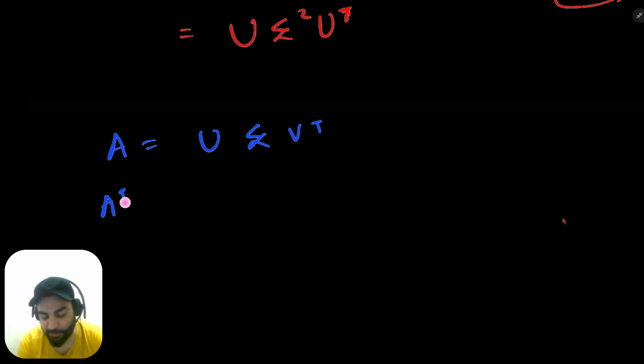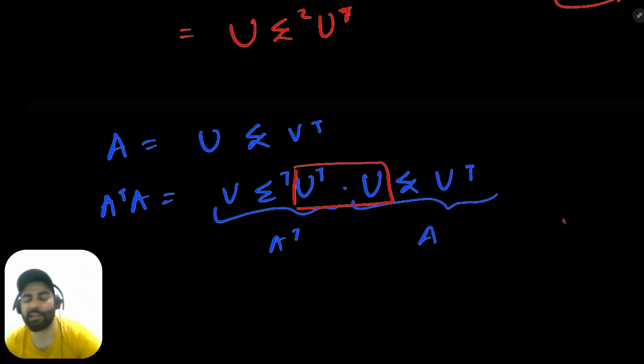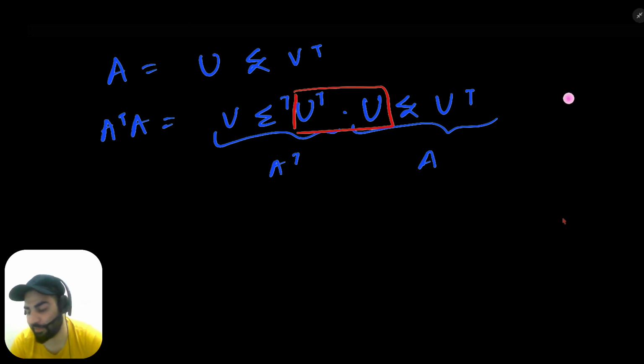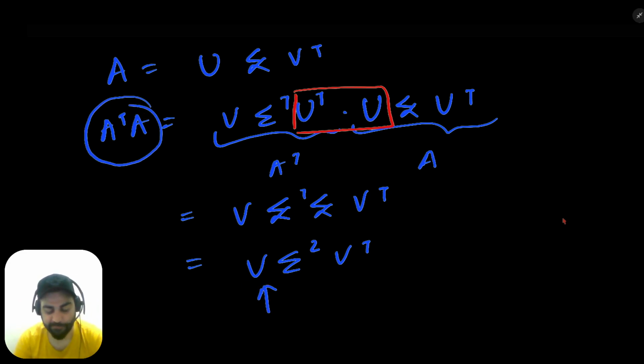So now I'll do A transpose A. A transpose is again V sigma transpose U transpose, and then here I'll write A, so A is equal to U sigma V transpose. Now if you see this, U transpose U again becomes identity, because the vectors in U are orthogonal to each other. The property of orthogonal matrices is U transpose U is equal to identity. So this boils down to V sigma transpose sigma V transpose, so V sigma square V transpose. That's why using this matrix you can compute these V's.